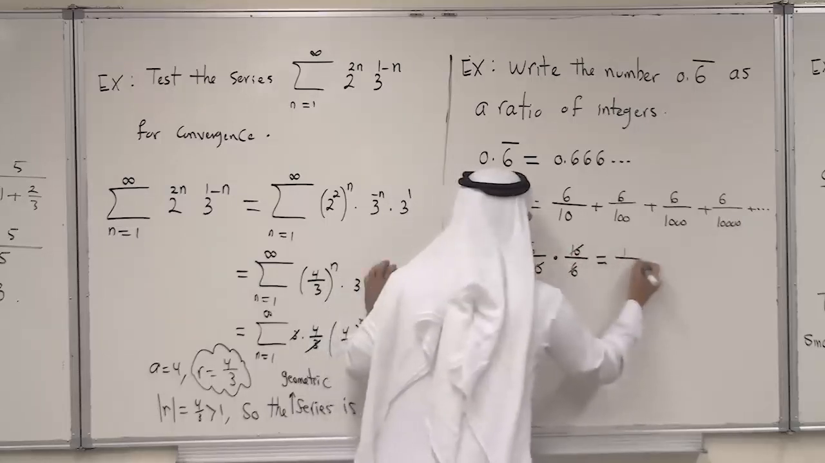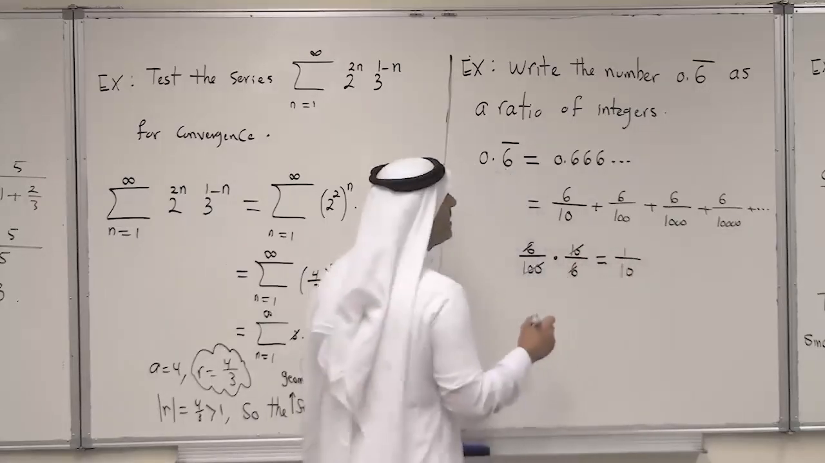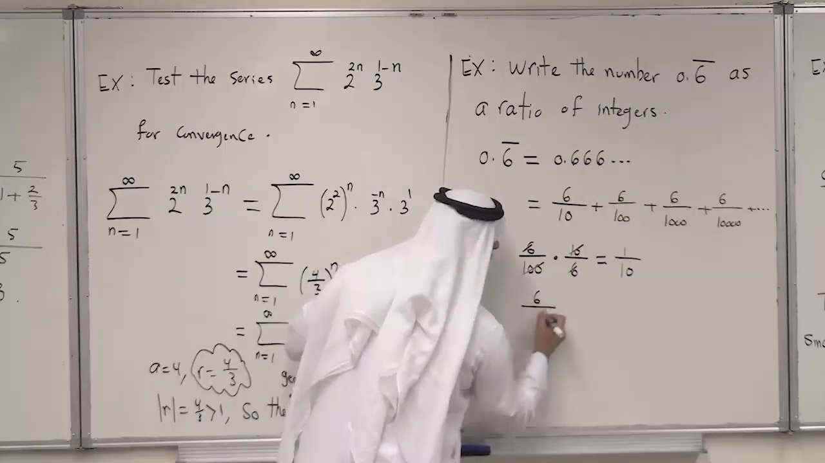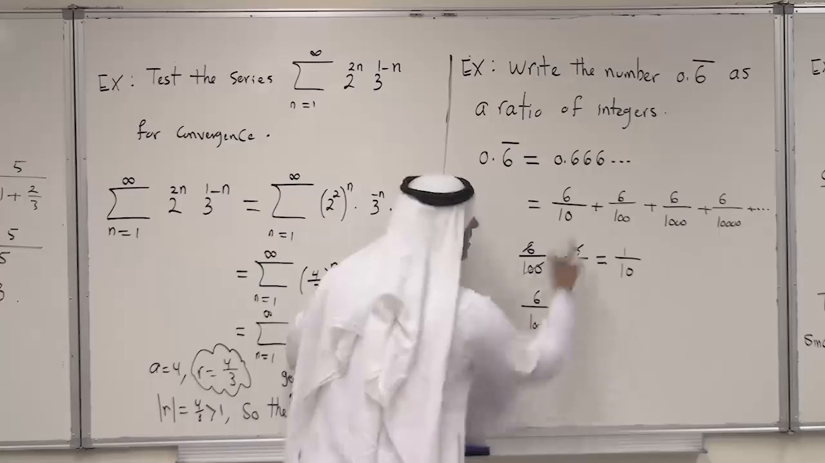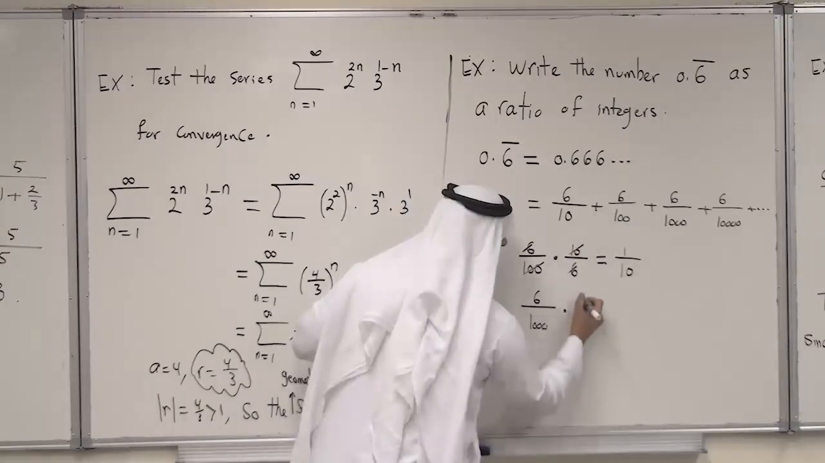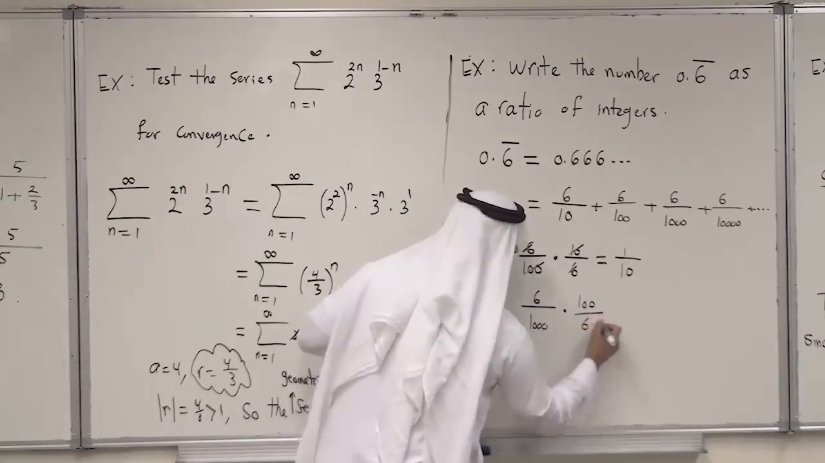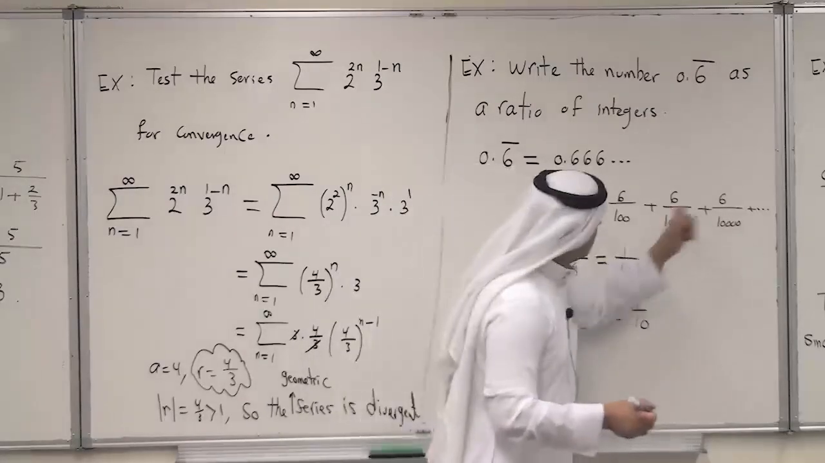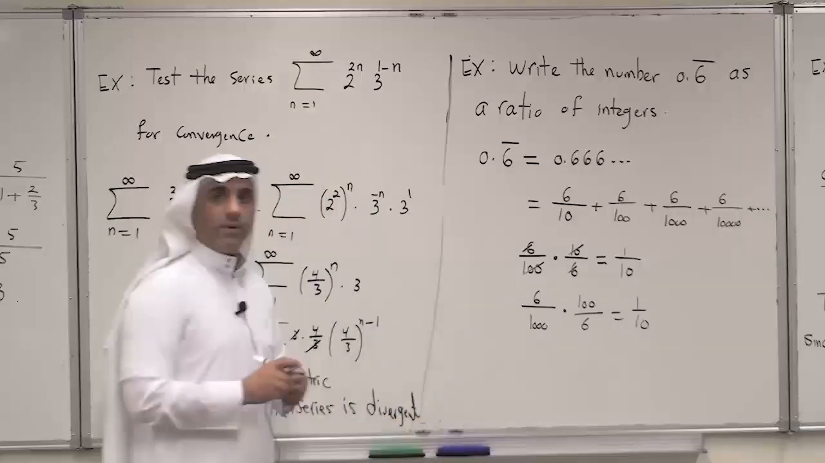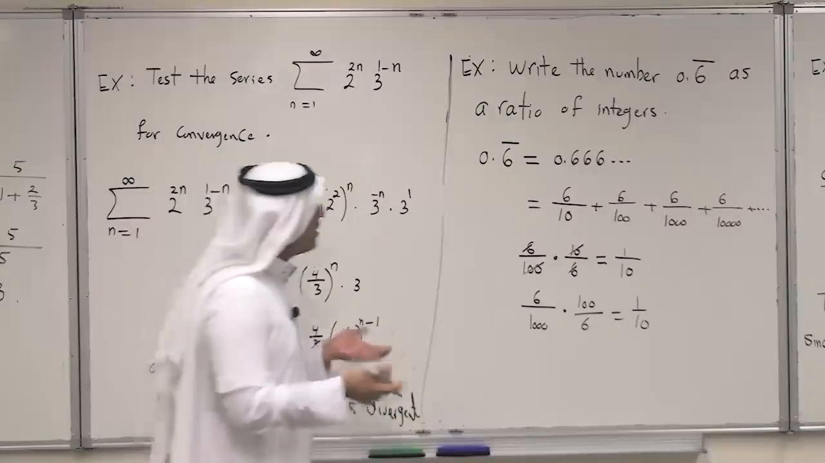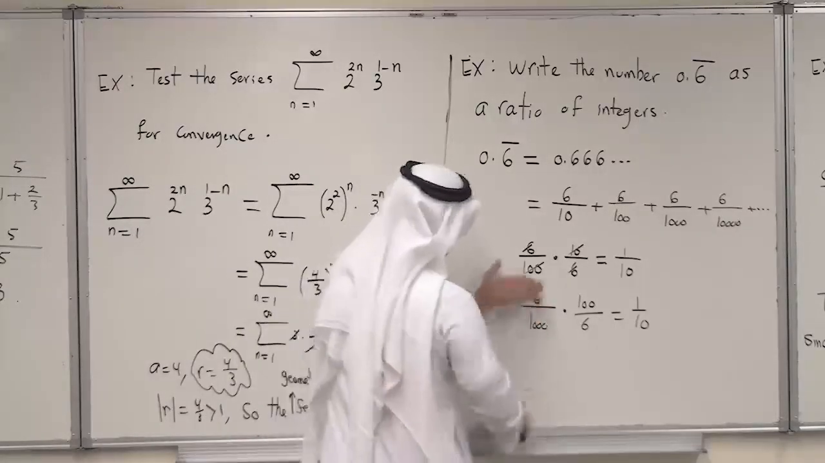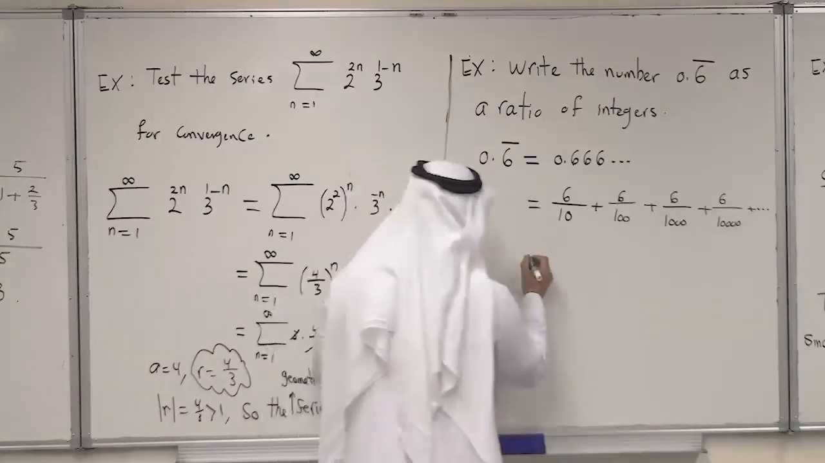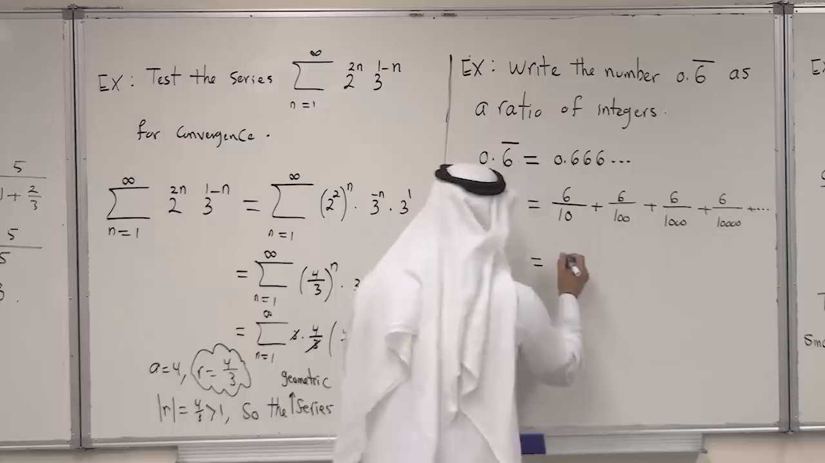1 over 10. And you can see also, if you divide the third one by the second one, 6 over 1000 divided by 6 over 100, so it's multiplied by 100 over 6. This will give you also 1 over 10. And if you divide the fourth one by the third one, also it is equal to 1 over 10. So actually you can rewrite this if you like. I checked that it is a geometric series.